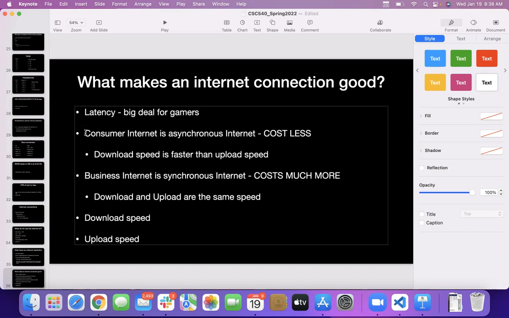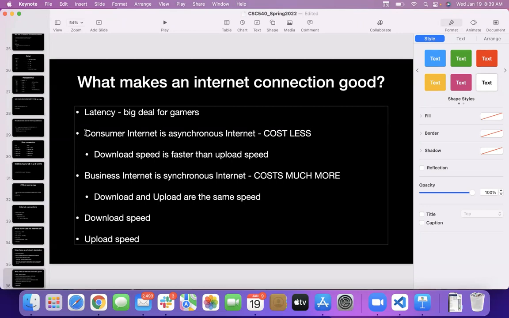Why do you think that a company like Spectrum or AT&T sells their internet for consumers as asynchronous internet? Why do you think that they make the download way faster than the upload? What are they trying to accomplish there? And I'm listening. I'm just going to refill my coffee. So go ahead. Somebody give me a good answer. We got nothing? You got it. All right, go ahead.